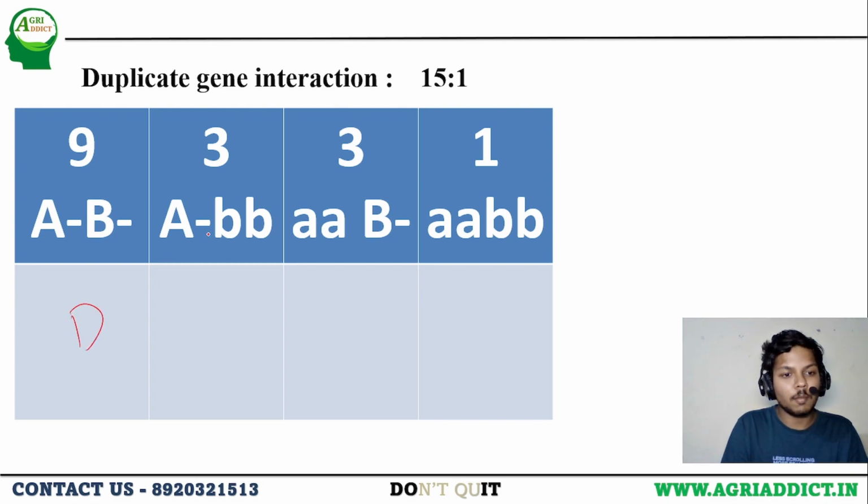Here A is in dominant state, so again T will be produced. Here also B is in dominant state, so again T will be produced. Here A and B both are in recessive state, so the recessive character will be produced.